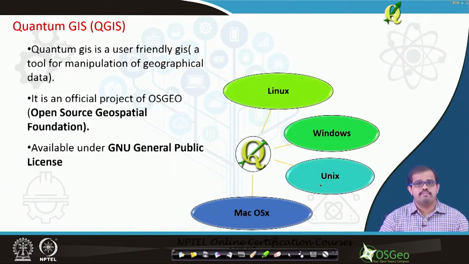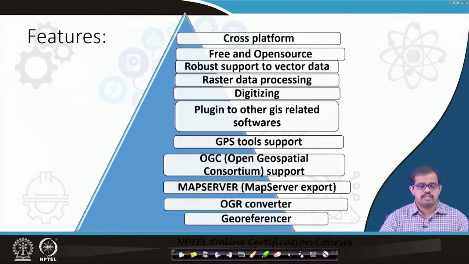It is under the GNU public license, and when you look at QGIS, it is available with Linux, it is available with Windows, it is available with Unix, Mac OS X, and others if any. So most of these users can use QGIS. And when you look at QGIS as a feature, there are certain features of a particular software, why you like that particular software.